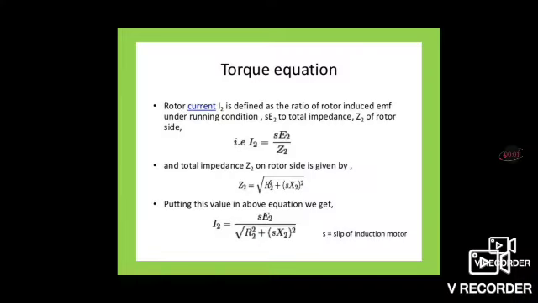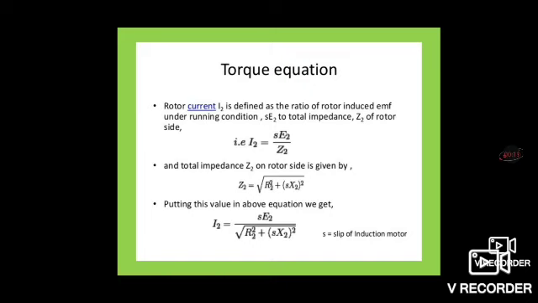Students, in this class we are going to discuss the torque equation of an induction motor. The rotor current I2 in an induction motor is defined as the ratio of the rotor induced EMF under running condition, that is SE2, to the total impedance Z2 of the rotor side. That is, I2 is equal to SE2 divided by Z2.